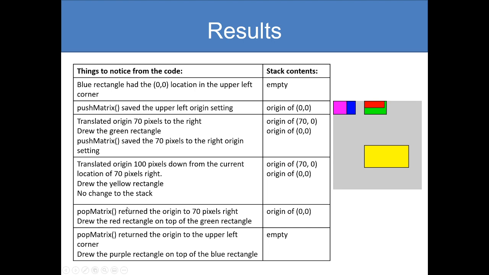Then we pop the matrix and return it back to where it was before we went down 100. We were at 70. This is the last save location. And we draw the red rectangle. Then we pop again, and we wind up at the origin, because that's the first place that we put the push matrix.